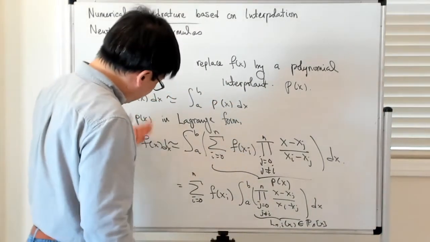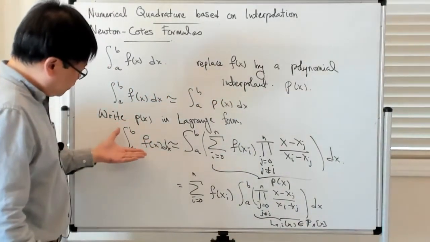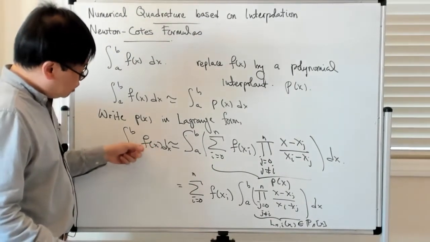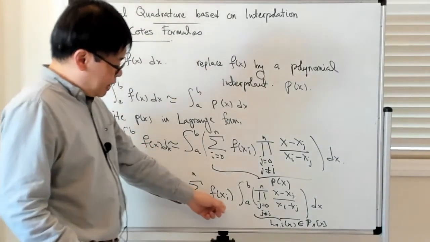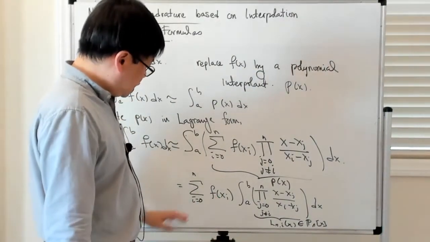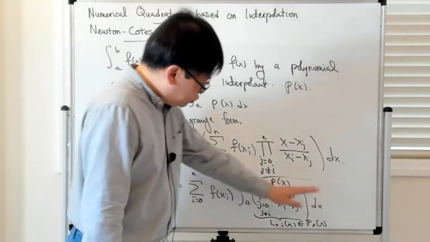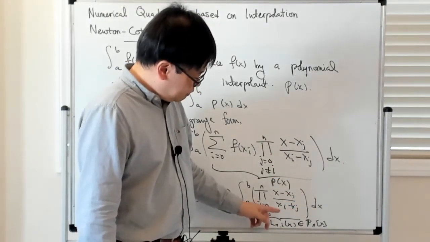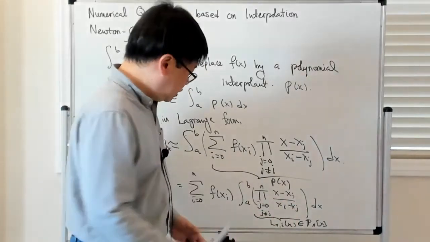Then again, that's showing you that if you want to compute the integral of some function where you happen to know the function values at a bunch of interpolation points, then you can construct this thing, and then this coefficient can be computed. It's just a number at the end of the day.